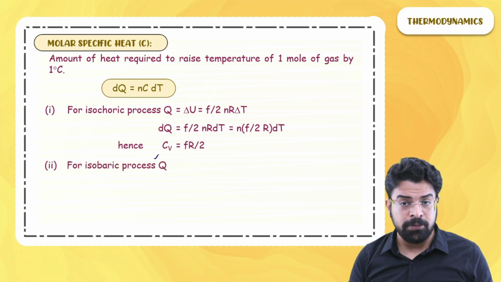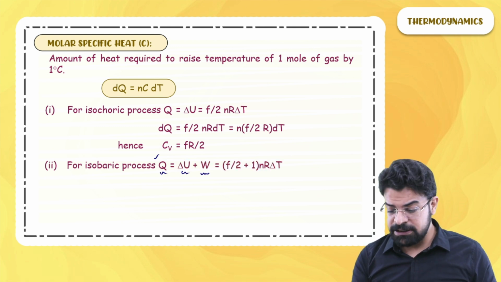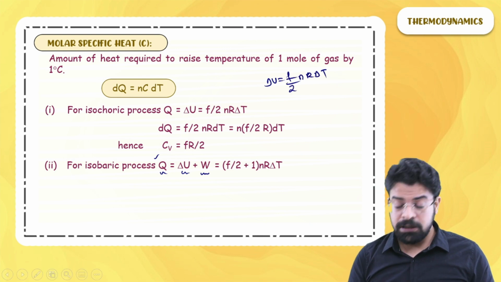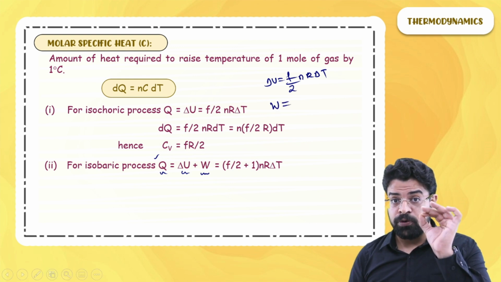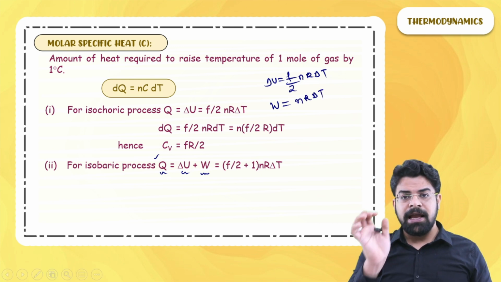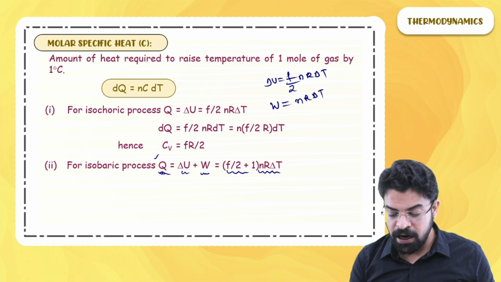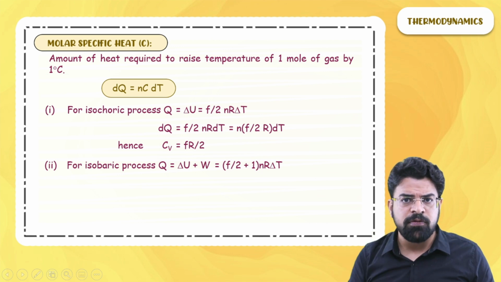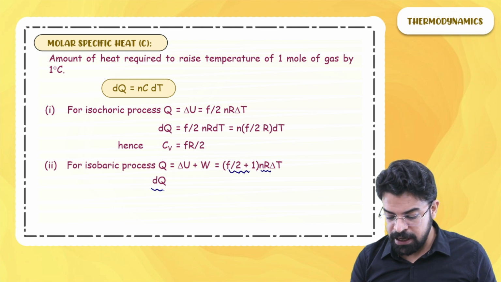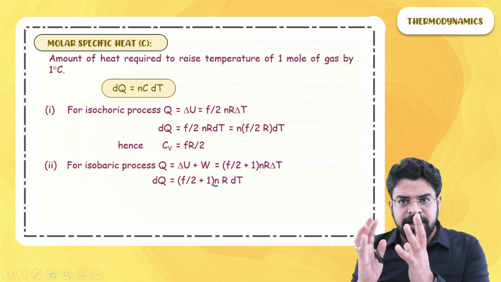Similarly, let's find the molar specific heat for an isobaric process. If the process is isobaric, we know that the heat given equals the change in internal energy plus work done. The change in internal energy can be written as F/2 nR delta T for all processes. The work done for an isobaric process can be written as P delta V, or nR delta T. So you can take nR delta T common. The heat given can be written as (F/2 + 1) nR delta T. Writing the same in differential format, dQ equals (F/2 + 1) nR dT. Now rearrange it, bring the n in front and take everything else apart from dT common.